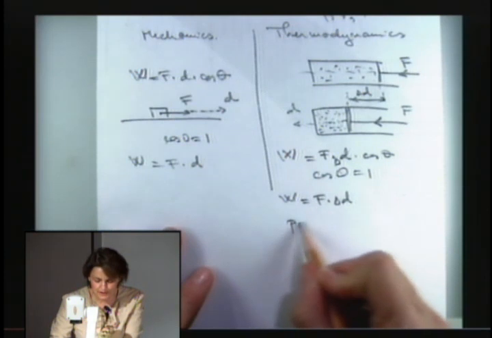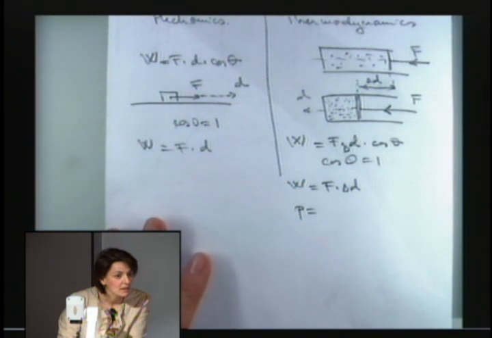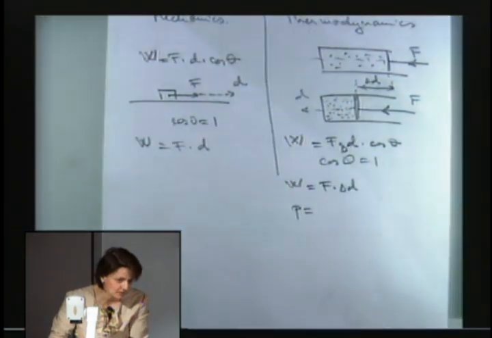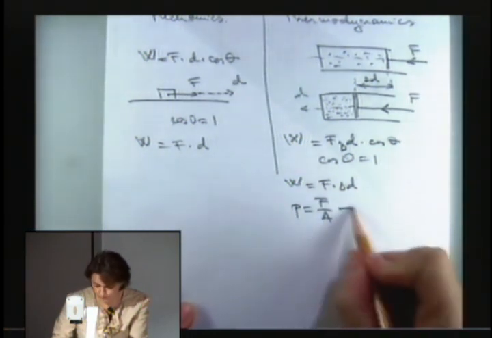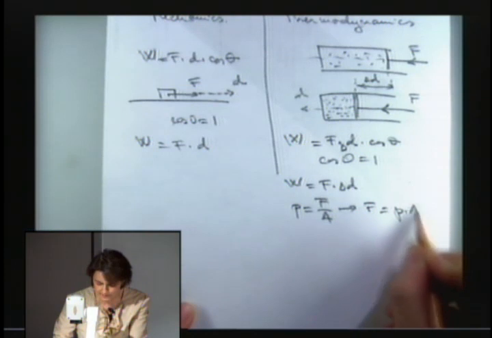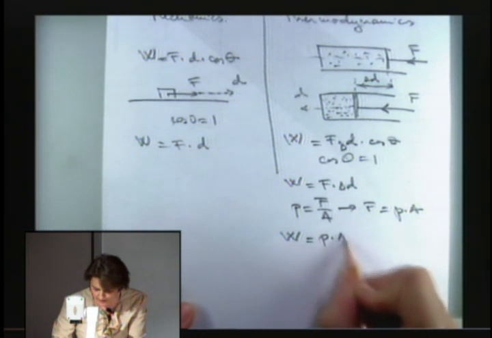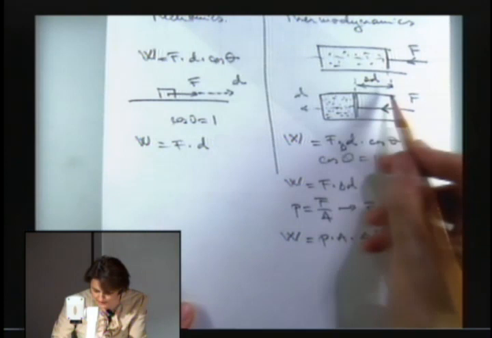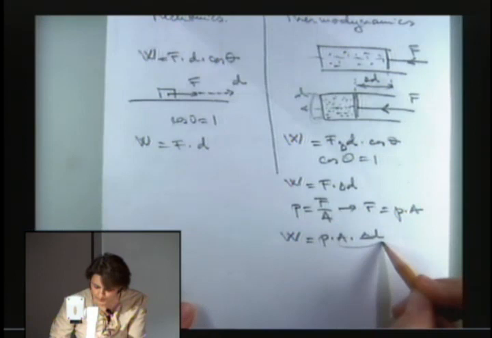So, but what is the definition of pressure? Collisions per unit of area. Collisions per unit of what? Of area, right? So when you say collision, you mean some interaction force, right? So force per area, right? Okay, so from here I have force is pressure times area, which means that work will be pressure times area times delta D, right?